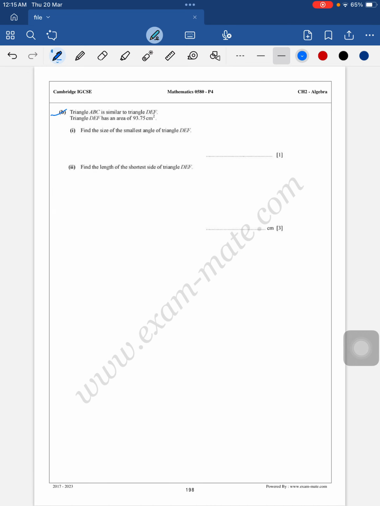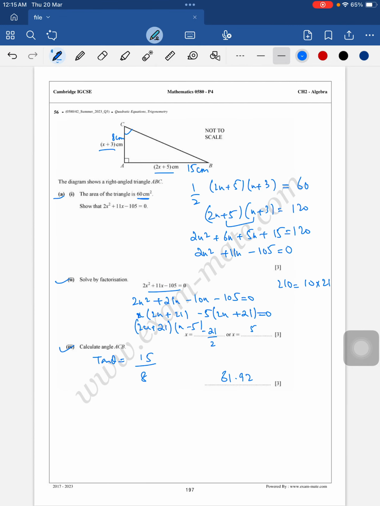Part B, triangle ABC is similar to triangle DEF. Triangle DEF has an area of 93.75 centimeter square. Find the size of the smallest angle of triangle DEF. As we all know, since the question is talking about similar triangles, triangle ABC is similar to triangle DEF, so whatever angles we have in ABC will be the same as in DEF, right? Or we can say that whatever angles will be there in DEF will be the same as in ABC for the similarity to be maintained, right? So the smallest angle in ABC will be the same as the smallest angle in DEF.